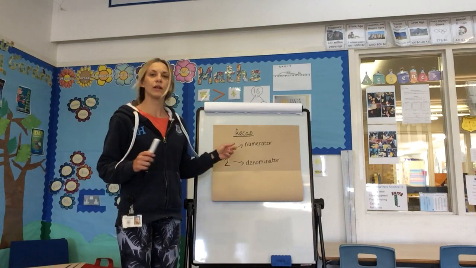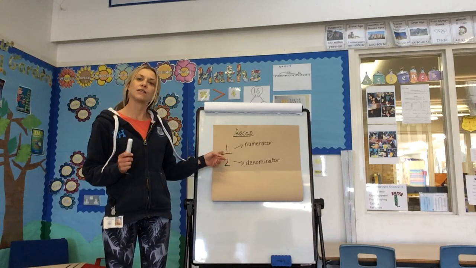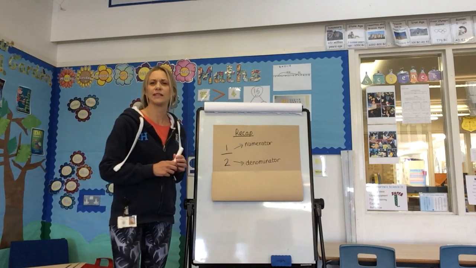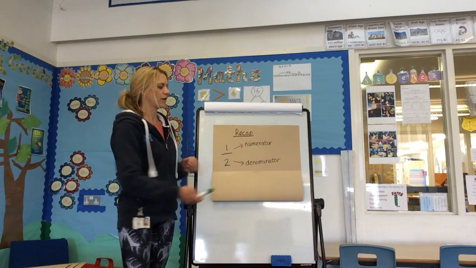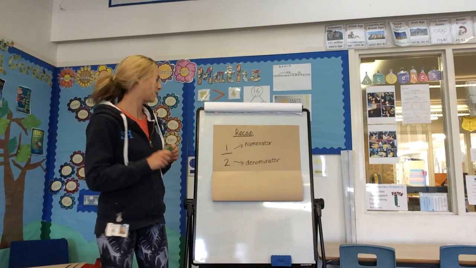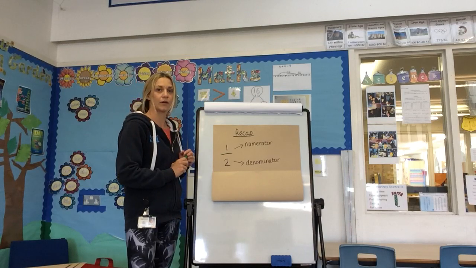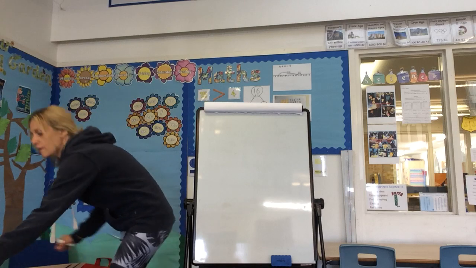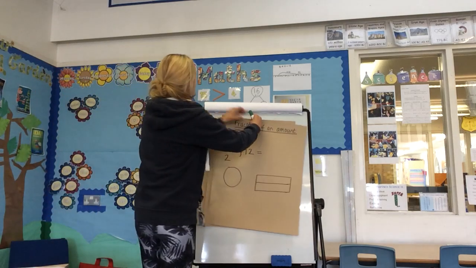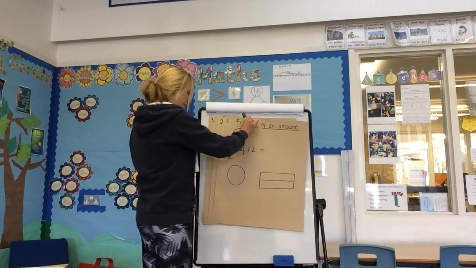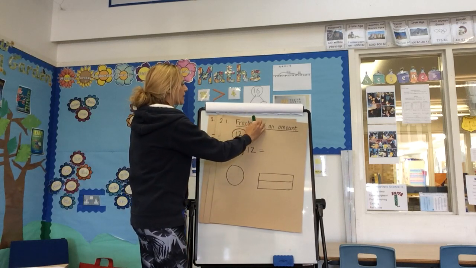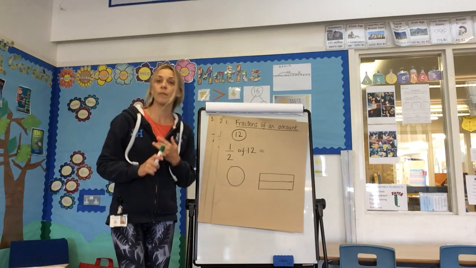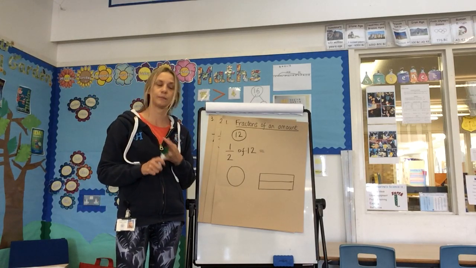So we're just going to quickly recap. Mrs. Gadd talked about the two parts of a fraction. Our top one is the numerator and our bottom is the denominator. Remember, because they denominate the whole number. So we're going to find fractions of an amount. The amount I'm going to use for my examples is number 12. We're going to be using a part whole model and a bar model to help you.